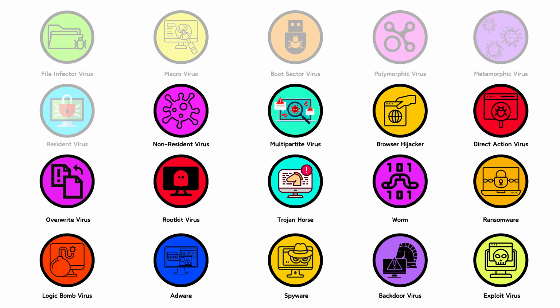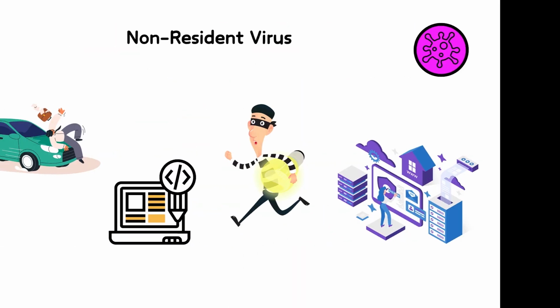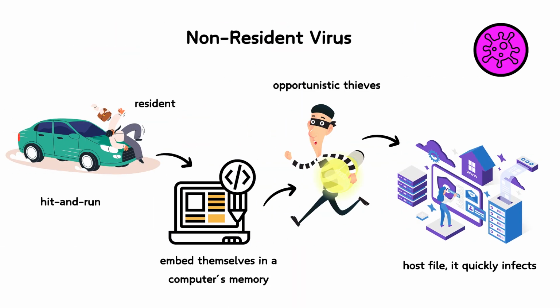Non-resident virus. Non-resident viruses take a hit-and-run approach to infection. Unlike their resident counterparts, they do not embed themselves in a computer's memory. Instead, they act more like opportunistic thieves. When a non-resident virus finds a host file, it quickly infects it, then moves on to the next available target without lingering in the system's memory.